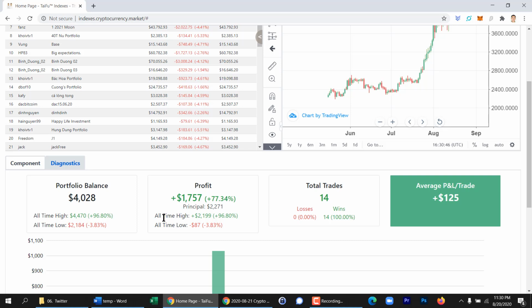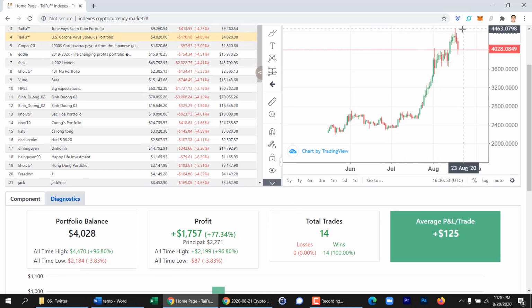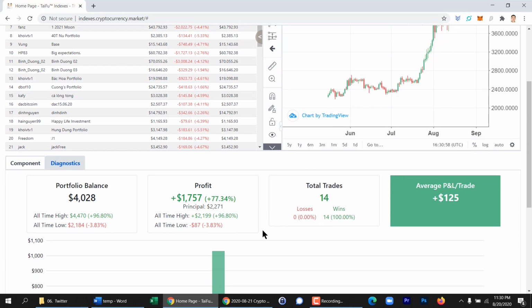Over here, the all-time high was $2,199 profit, so that's a 96% gain. At that peak on that red candle up there, we almost hit a 100% gain, a 1x return. And at the all-time low, there's a minus 3.83%, which is right here. That's the only drawdown we had. Drawdown means how much the portfolio goes against us before it goes in our favor. So it went against us by only 3.8%.